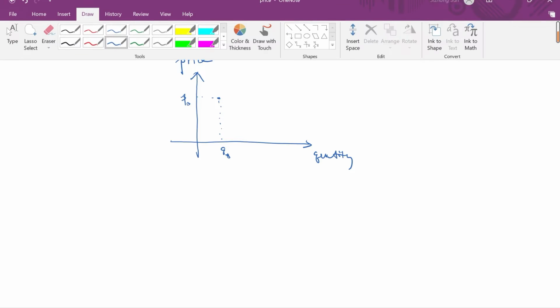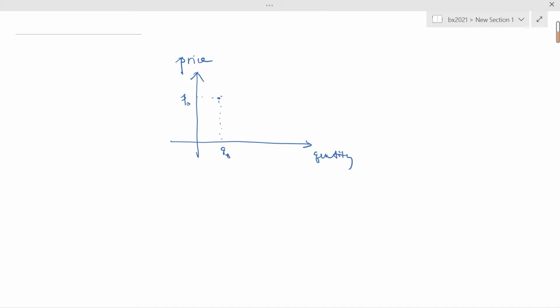Now let me decrease the price. Let's further suppose that this is a market of coffee. Starting from point A, let me decrease the price of coffee by a little bit. Because the price decreases, demand for coffee will go up. We call this the law of demand. So quantity goes up and we arrive at point B.